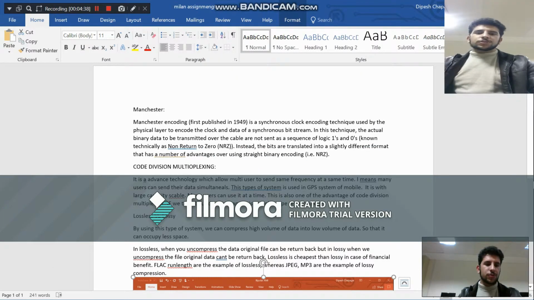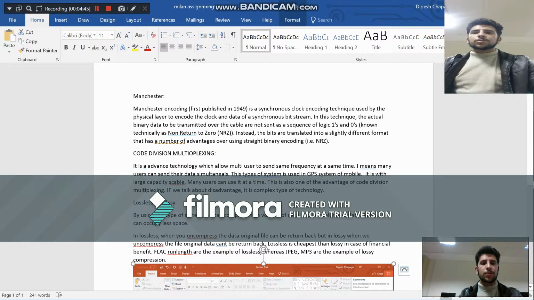Then let's go to the second question. It's code division multiplexing. Code division multiplexing is an advanced technology which allows multiple users. It means many users can send data with the same frequency at the same time, or simultaneously.